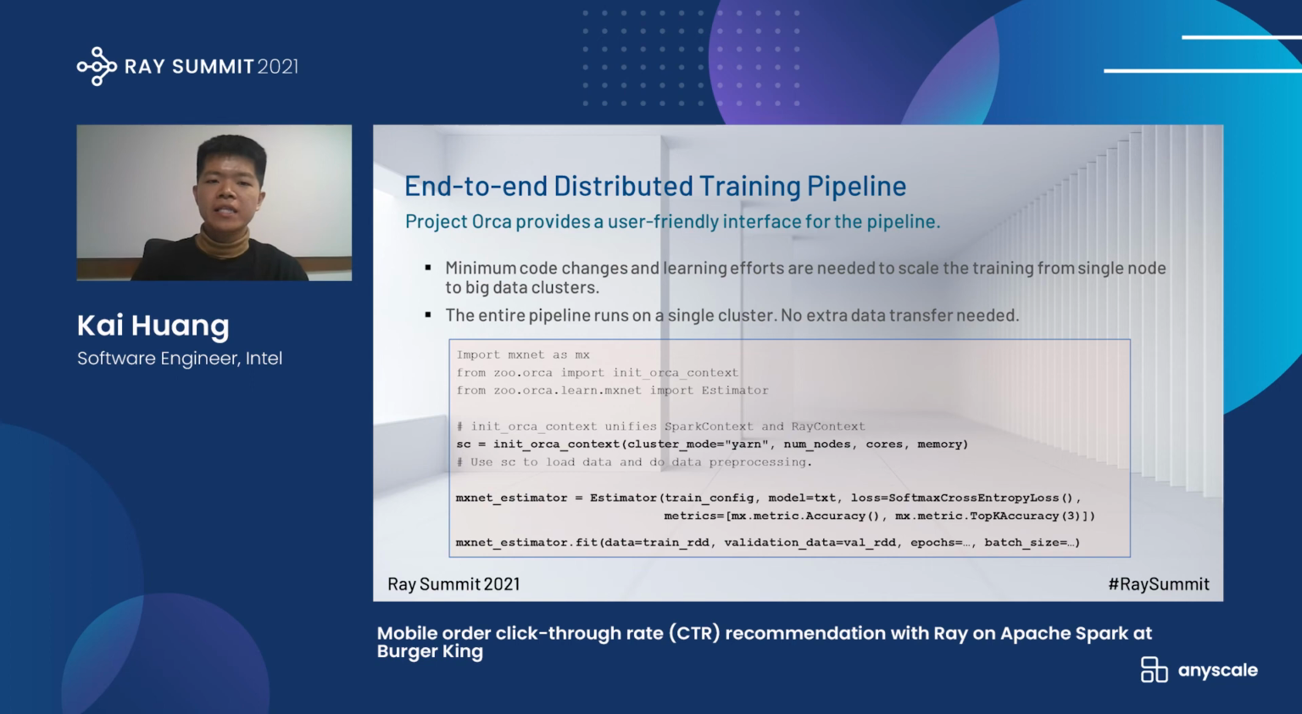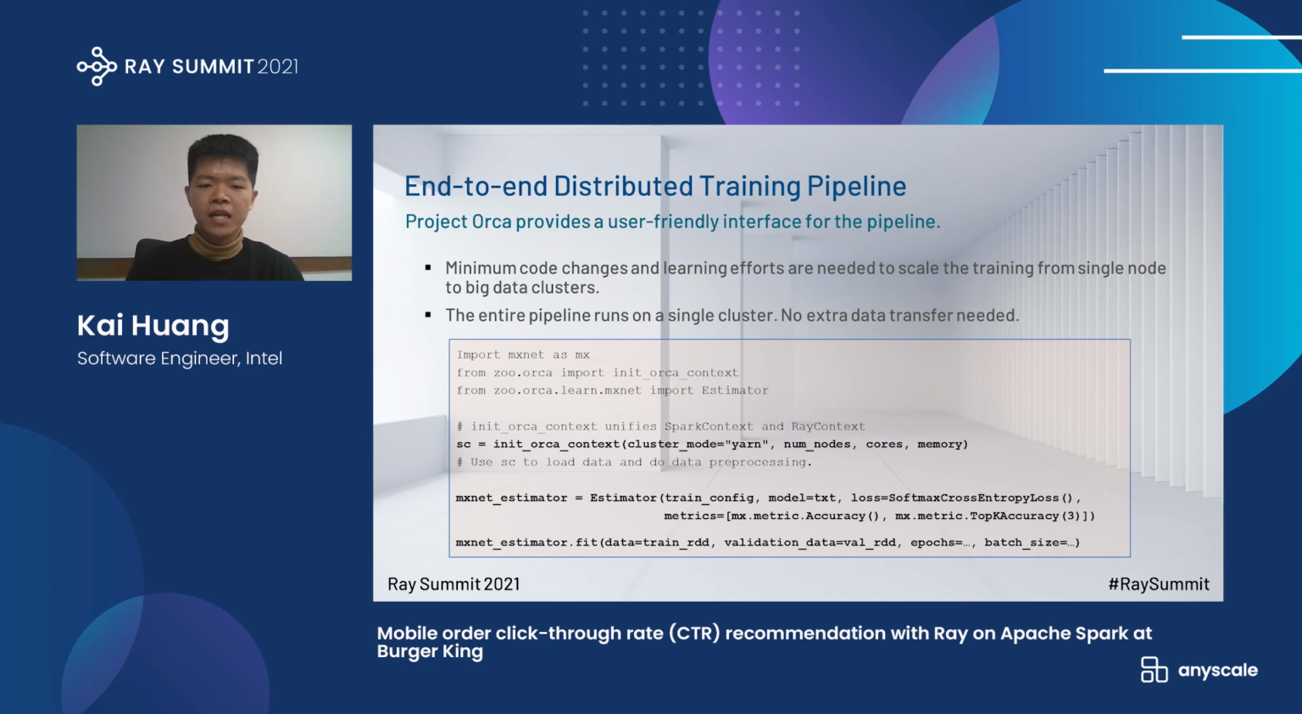Project Orca provides a user-friendly scikit-learn style estimator API for distributed MXNet training, based on Ray on Spark. Actually, for users, they don't need to go into the details of Ray on Spark. They just need to import Orca libraries and invoke init Orca context, and we will do everything for you, including launching Ray and Spark for you across the cluster.